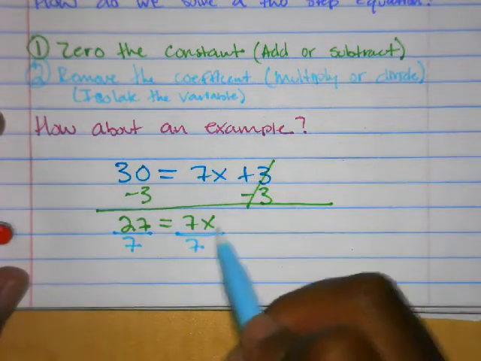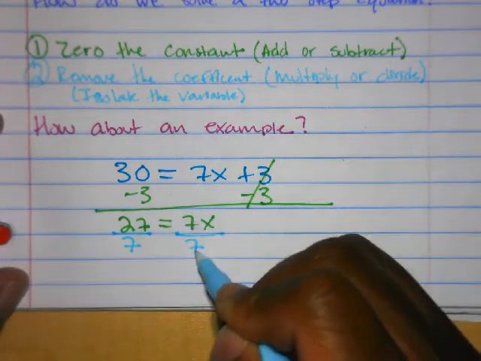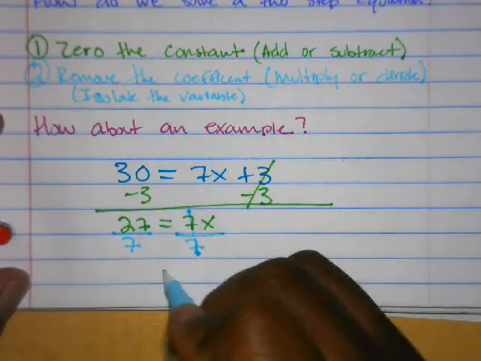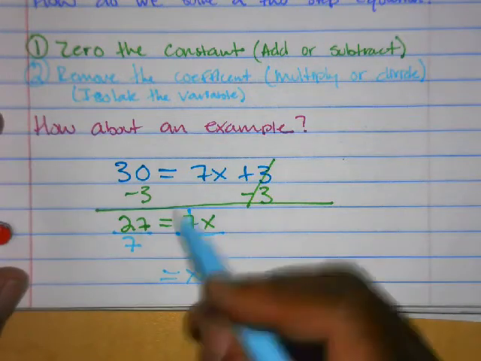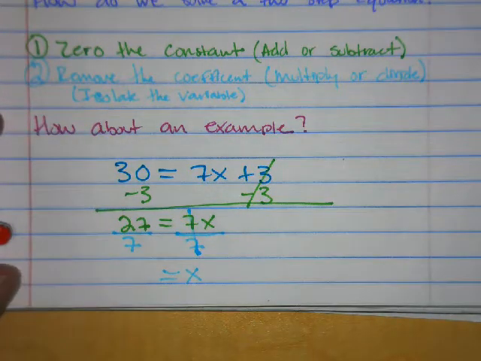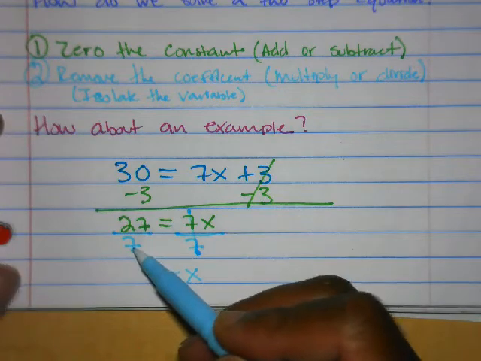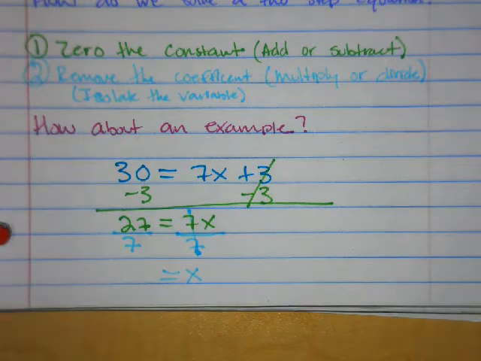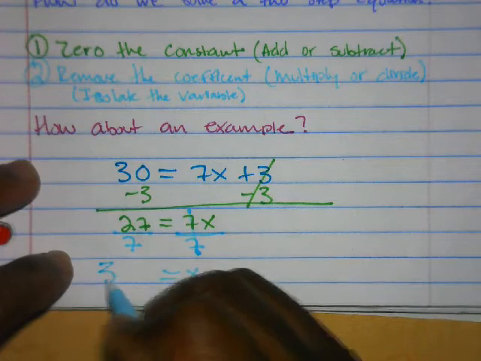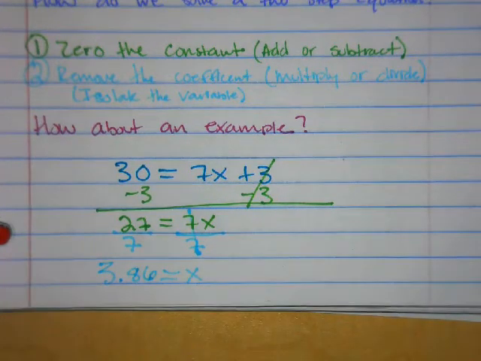So what we see here is that 7 divided by 7 is 1, so that just leaves the 1x. That just goes out the way. On the other side, we have 27 divided by 7, which you would do in your calculator. In this case, the answer is 3.857 or 3 and 857 thousandths. We're going to round to the hundredths place, so we'll do 3.86. And that's what x equals.